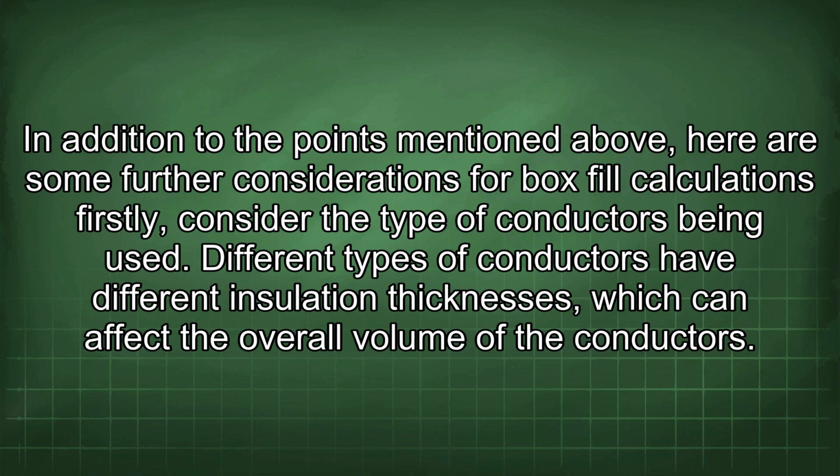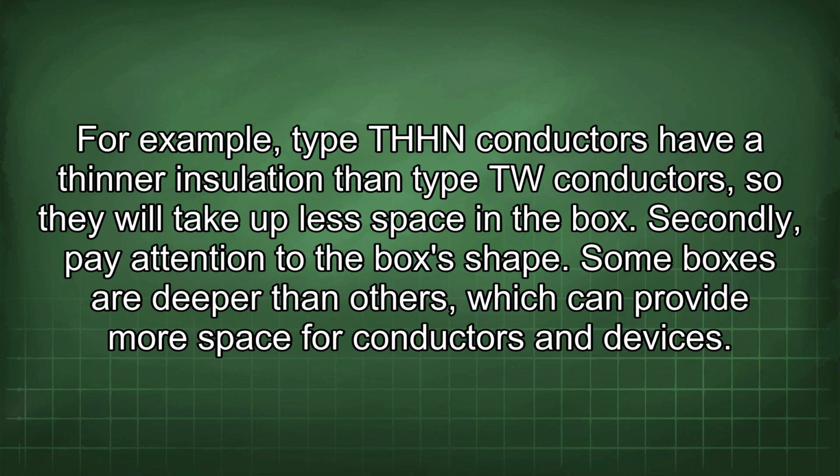Firstly, consider the type of conductors being used. Different types of conductors have different insulation thicknesses, which can affect the overall volume of the conductors. For example, Type THHN conductors have a thinner insulation than Type TW conductors, so they will take up less space in a box.